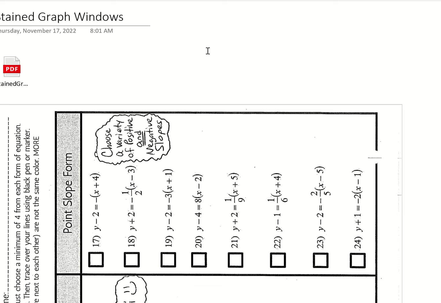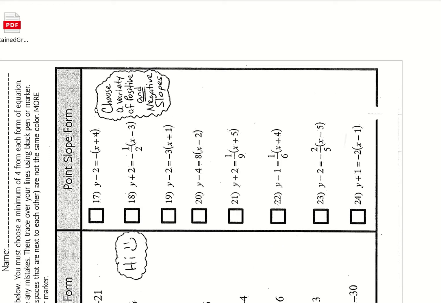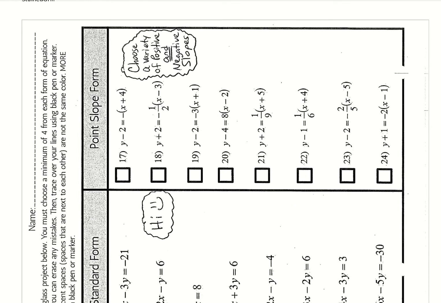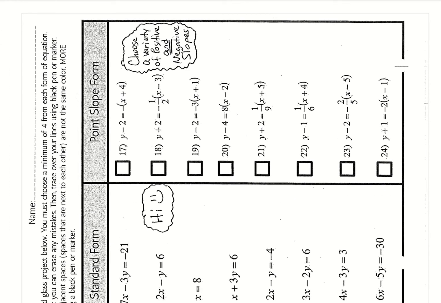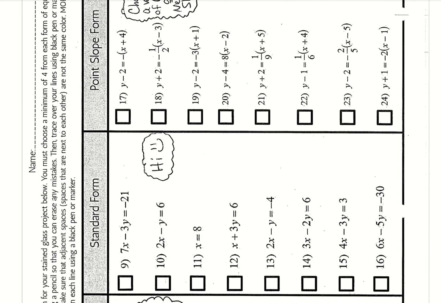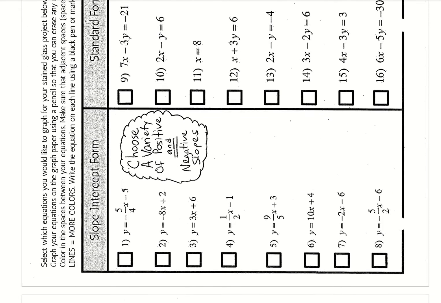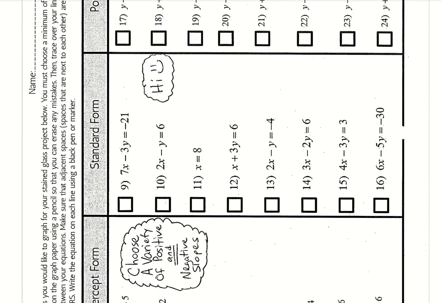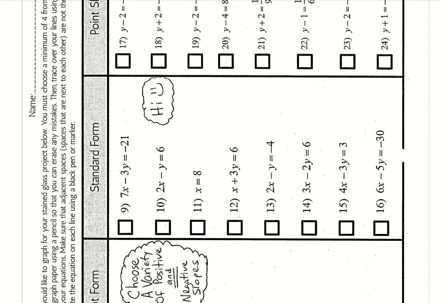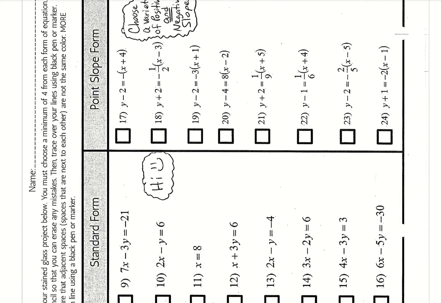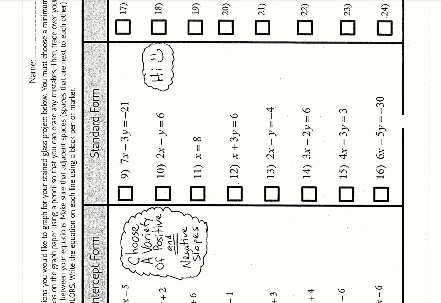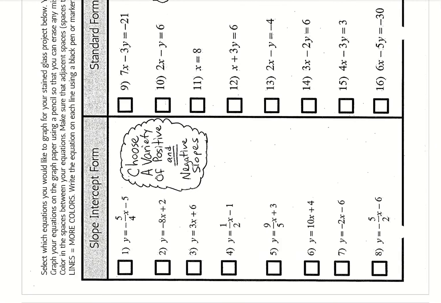Hey Math 8. So we're going to talk really quickly about the stained graph activity in case you weren't there when I talked about it in class or if you need a refresher, okay? So just as a reminder, all the instructions on what you're supposed to do are on this page with the slope-intercept form, standard form, and point-slope form columns. You need to make sure that you're doing 4 at least from each column.